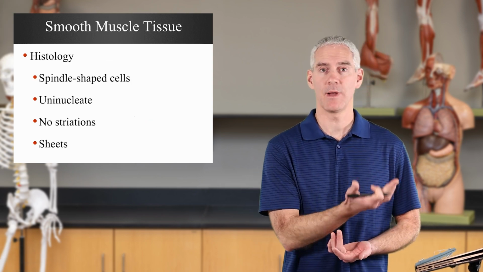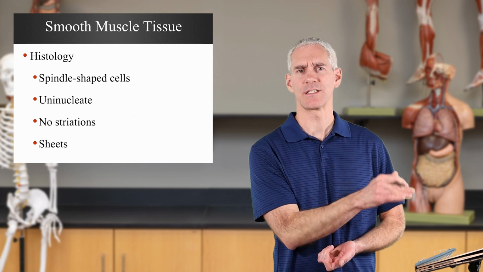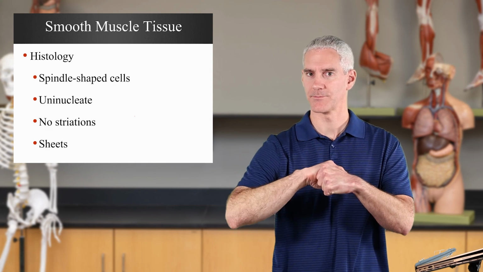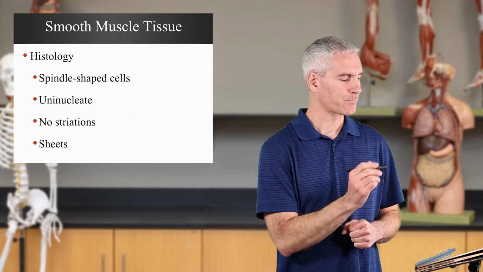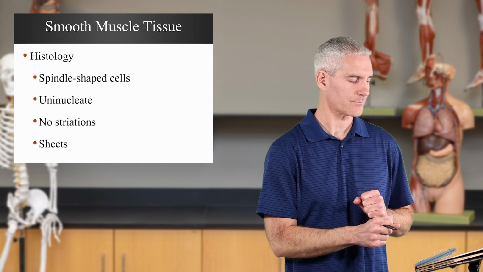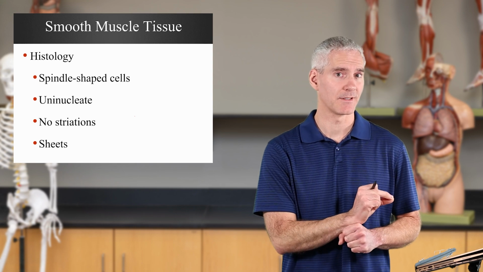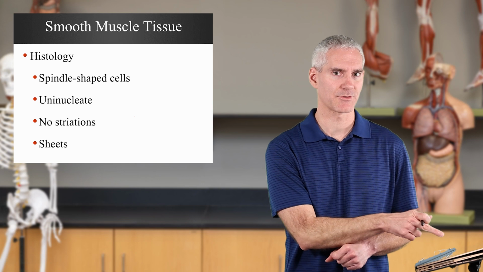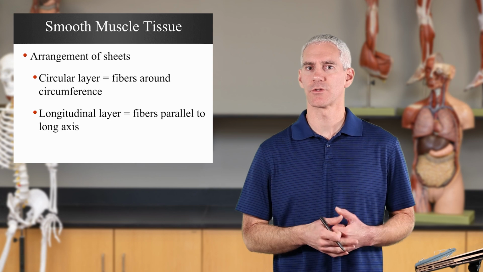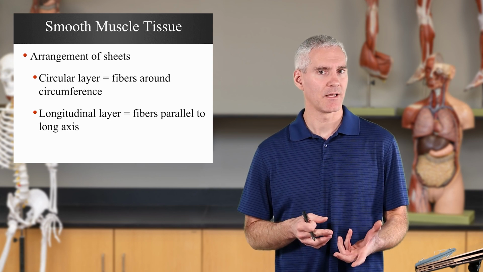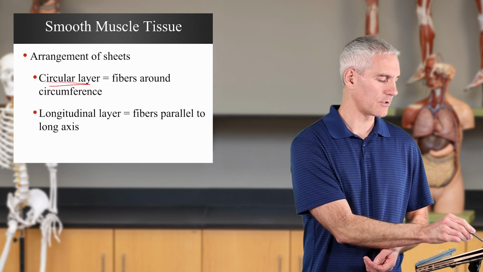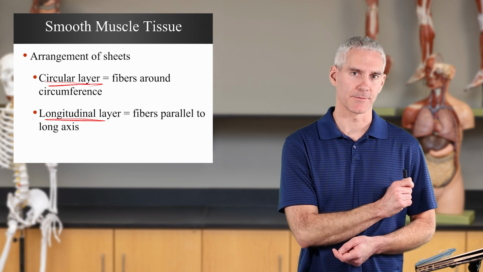Histology, we've done again. Remember, spindle-shaped cells, uninucleate, no striations, and they're found in sheets wrapping around. But keep in mind, that spindle-shaped cell, that uninucleate, that's going to be smooth muscle. No striations, that's unique, because both cardiac and skeletal have striations. But these sheets, they're usually found in one of two directions. I say usually because there can be other directions as well. They're usually found in either a circular layer or a longitudinal layer.